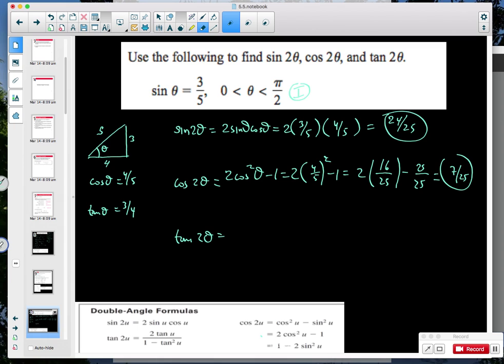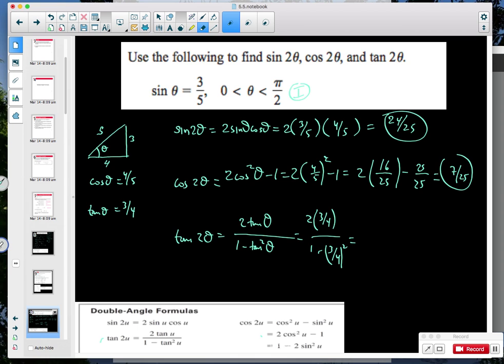So tangent of 2 theta is 2 tangent of theta over 1 minus tangent squared theta. Here I'm going to use the fraction that K2 gave me, 3/4. So 2 times 3/4 over 1 minus 3/4 to the power of 2.